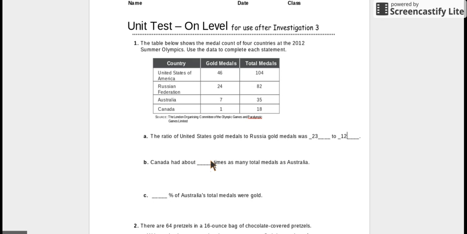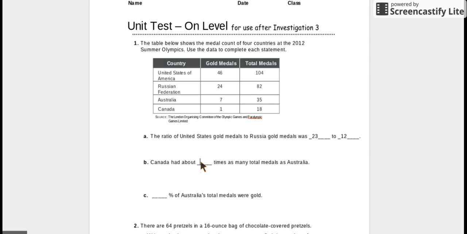Canada had about blank times as many total medals as Australia. So what we want to do is find these two numbers. Canada had 18 medals. Australia had 35 medals. So what they're really asking is, 35 times what gives us 18? Well, in order to do that, we do 18 divided by 35.